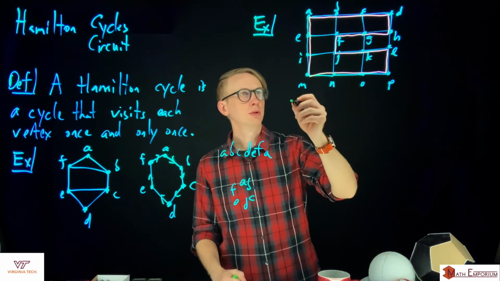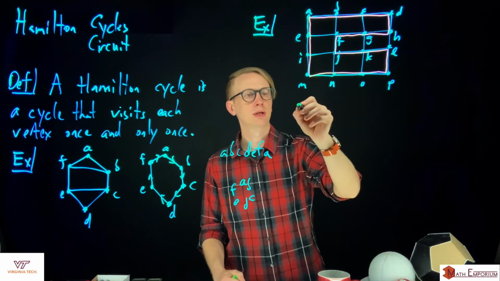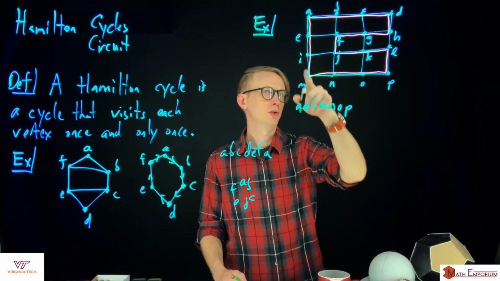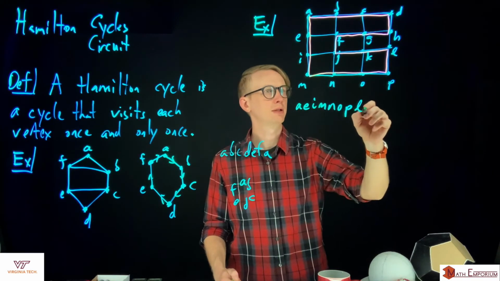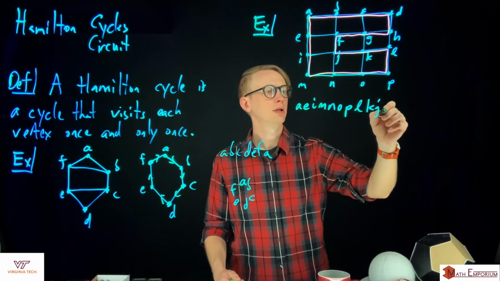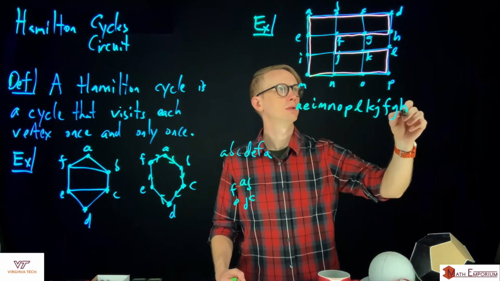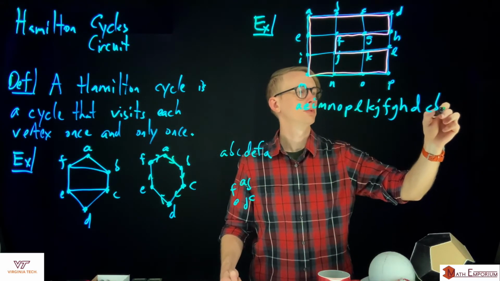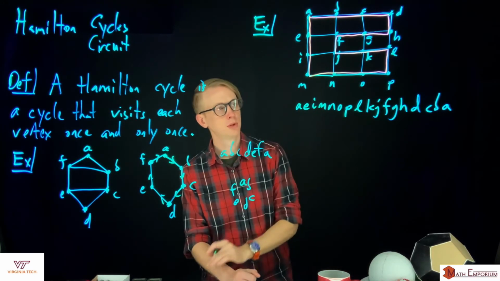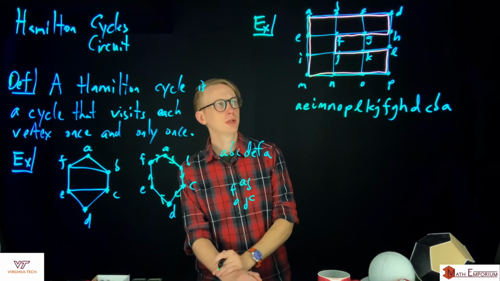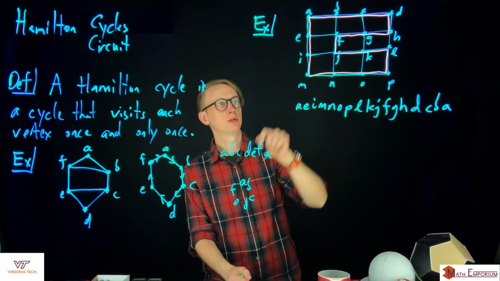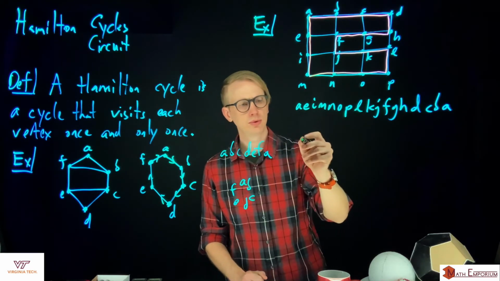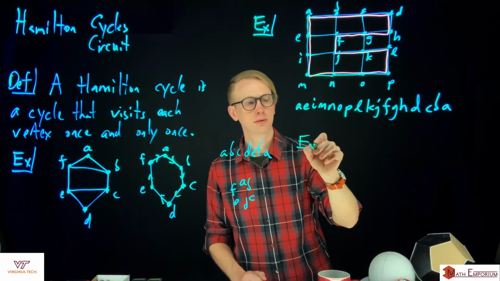I'll write this down as a word. So hopefully everyone's the same order, so it's A, E, I, just following my route here. L, K, J, F, G, H, D, C, B, A. There we go. So not a complex example, it's just that this one has a Hamilton circuit and I can identify it for you. All right, let's do one that does not have a Hamilton circuit.